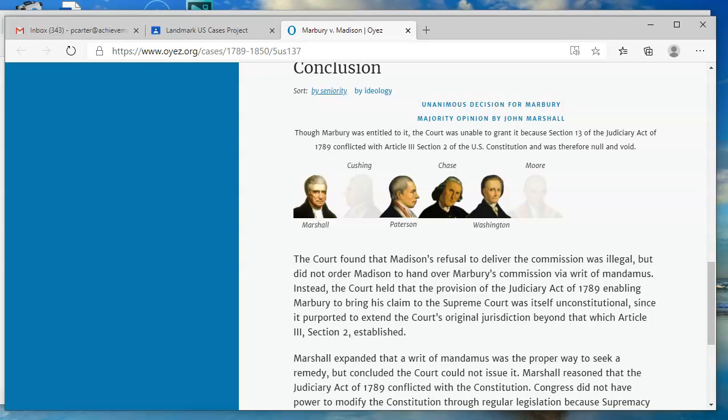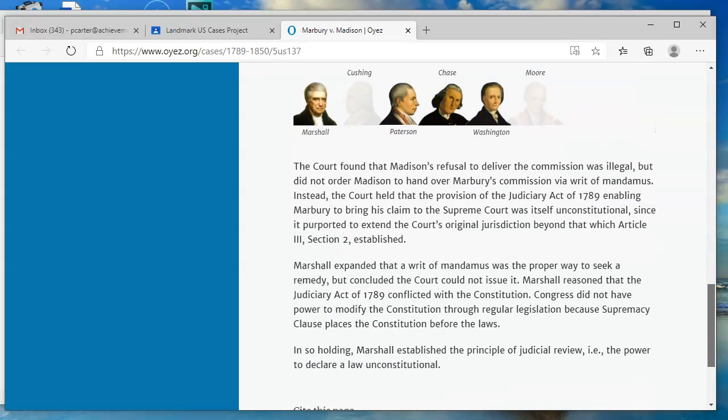The court found that Madison's refusal to deliver the commission was illegal, but did not order Madison to hand over Marbury's commission via writ of mandamus. Instead, the court held that the provision of the Judiciary Act of 1789, enabling Marbury to bring his claim to the Supreme Court, was itself unconstitutional. In other words, he didn't have the right to do that, since it purported to extend the court's original jurisdiction beyond that which Article 3, Section 2 established. In other words, in 1789, they created something that was unconstitutional.